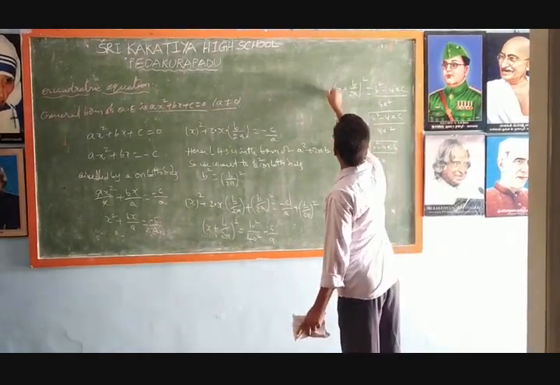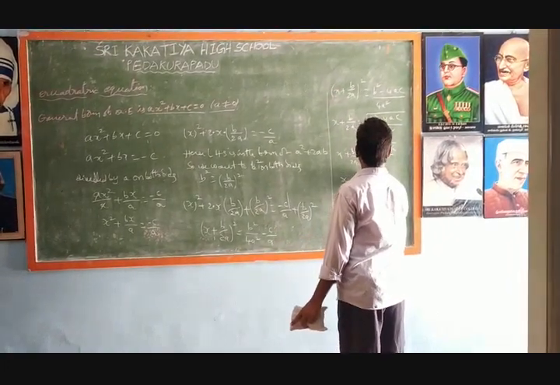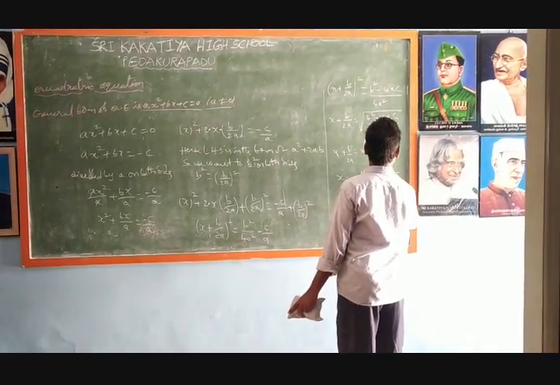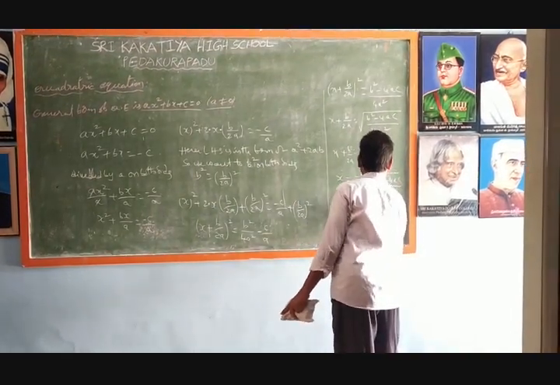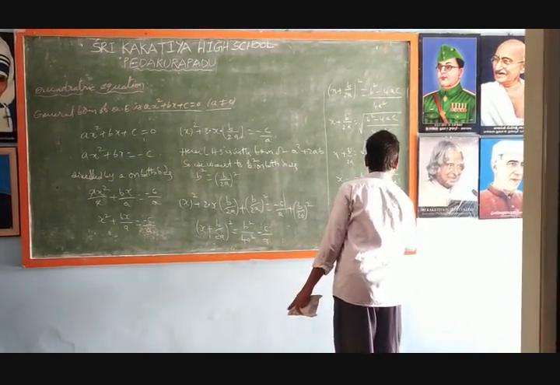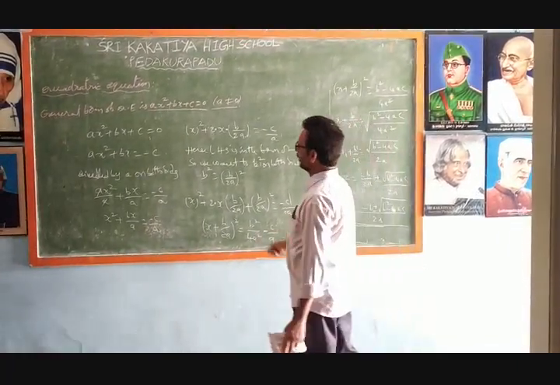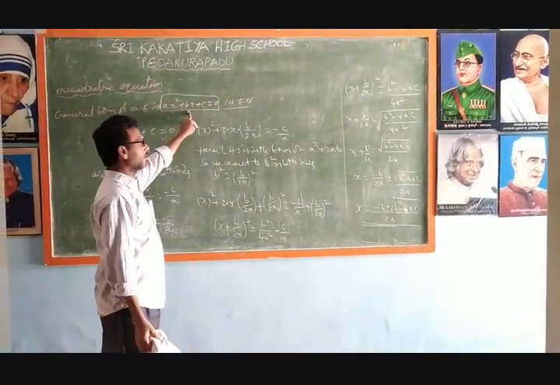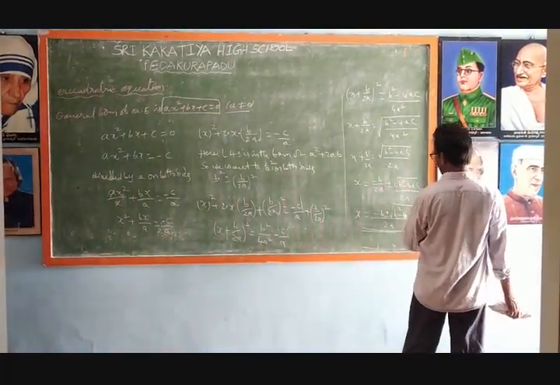Now x is equal to minus b by 2a plus or minus the square root of b square minus 4ac by 2a. With the LCM 2a, that is minus b plus or minus root of b square minus 4ac by 2a. This is the solution of the quadratic equation ax square plus bx plus c is equal to 0: x is equal to minus b plus or minus square root of b square minus 4ac by 2a are the roots.